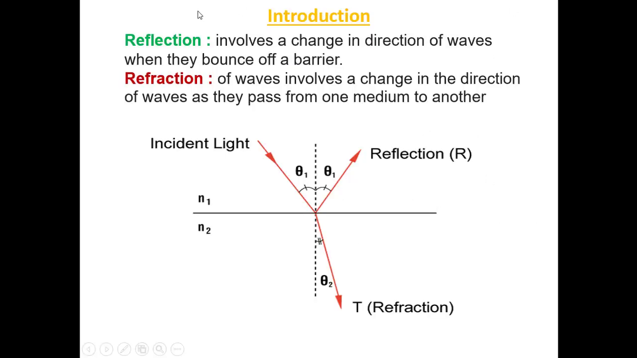So first is introduction. Reflection involves a change in direction of waves when they bounce off a barrier. Refraction of waves involves a change in the direction of waves as they pass from one medium to another medium. For example, take incident light making an angle theta to the normal; the reflected light makes an angle of theta to the normal, and the refracted or transmitted light makes an angle of theta 2.